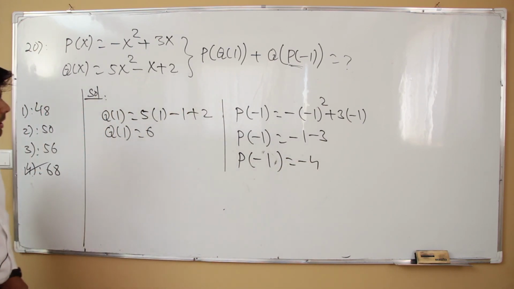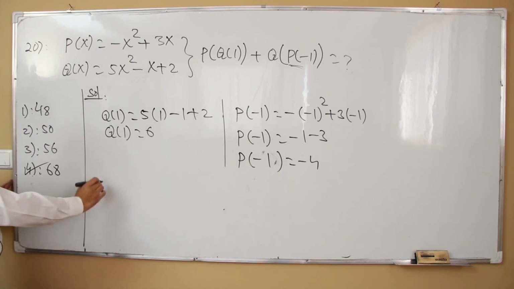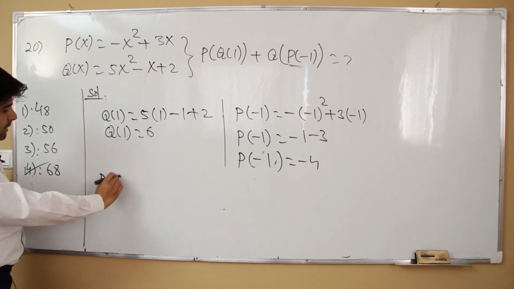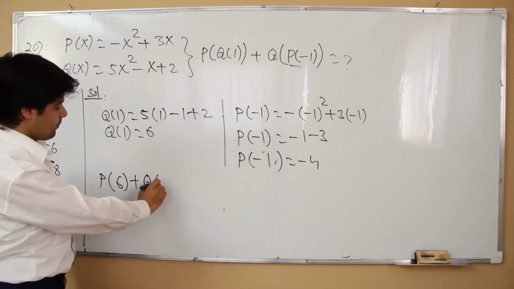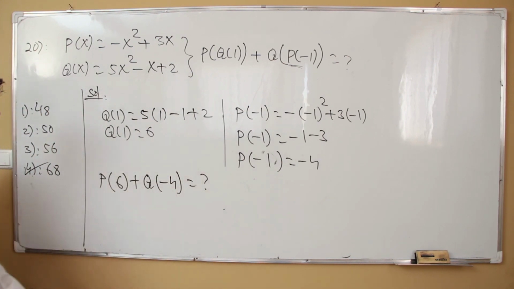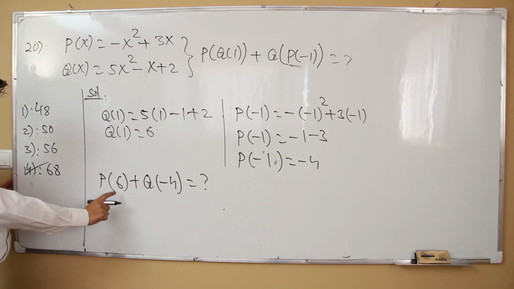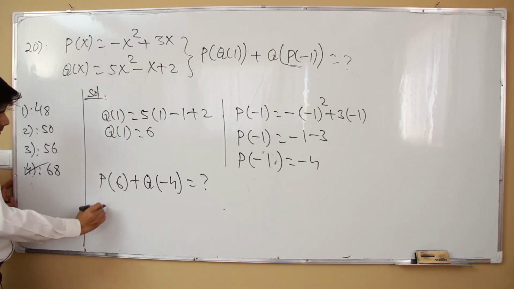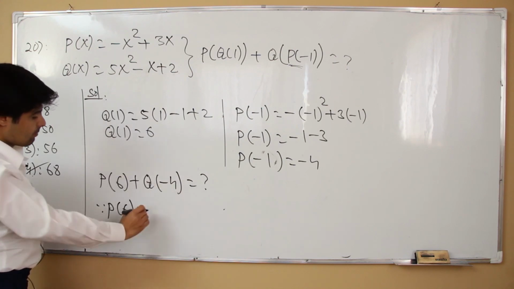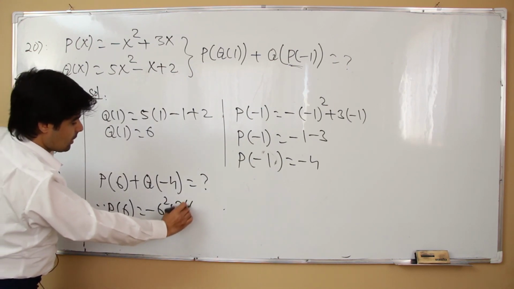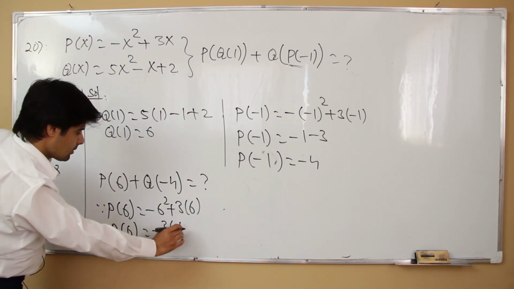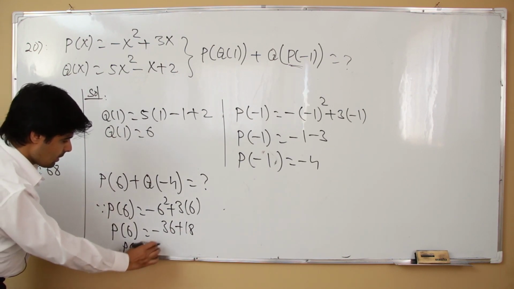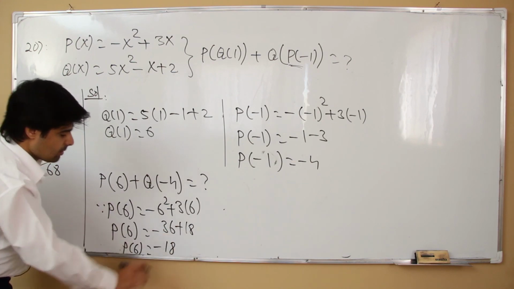Now what is the question? The question is P of Q1, which means P of 6, plus Q of P minus 1, and P minus 1 is minus 4. Now this is the question. Once again, instead of x in the P polynomial, you have to put 6. Now P6 is minus 6 squared plus 3 times 6. P6 is minus 36 plus 18, which is minus 18.